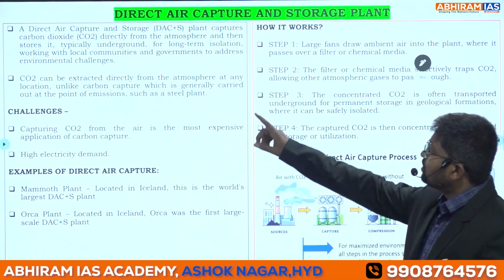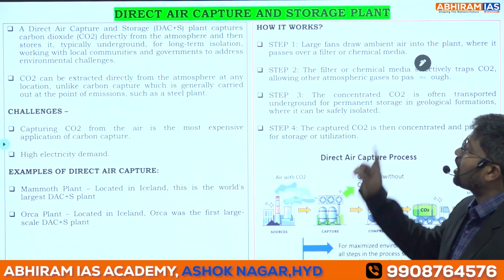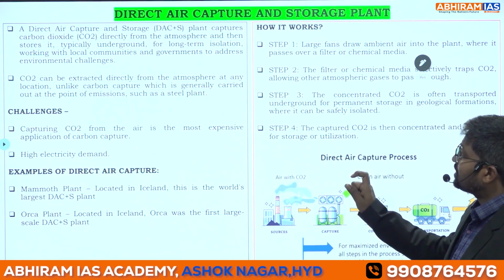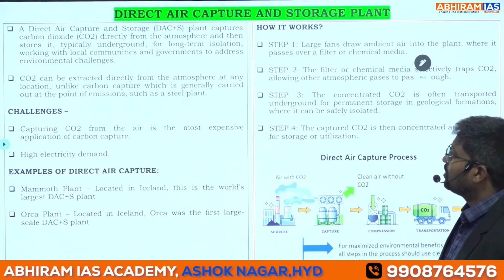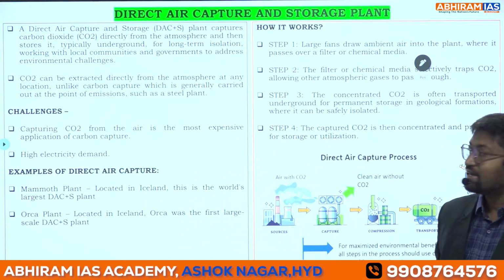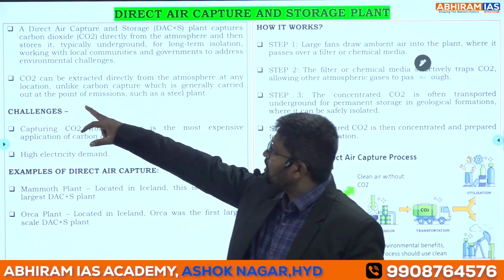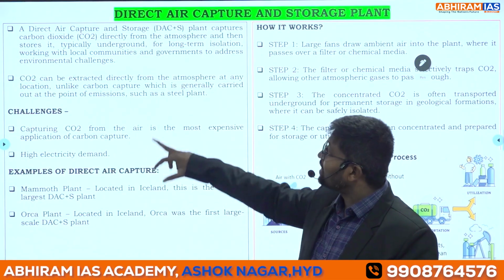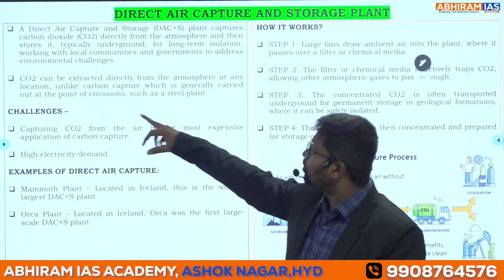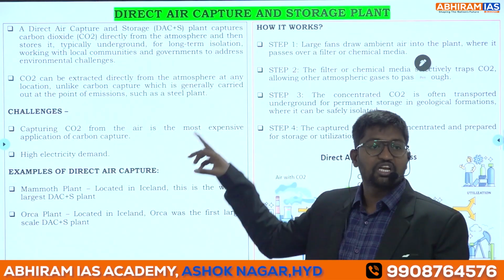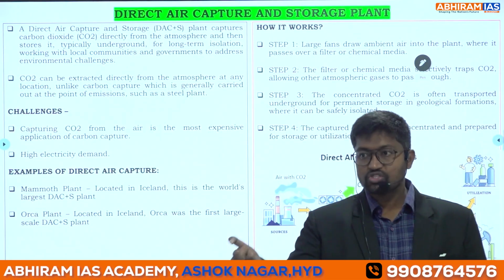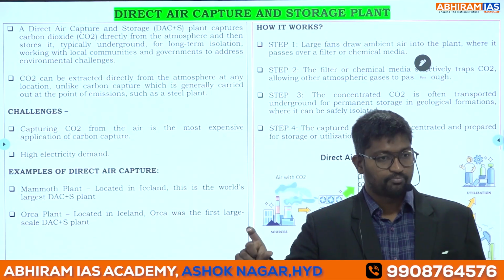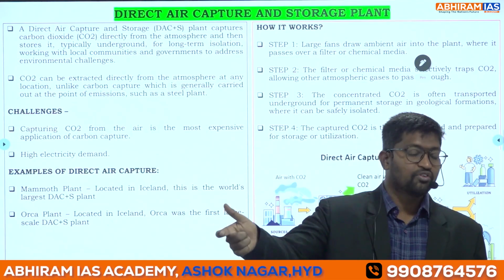So a direct air capture and storage plant captures carbon dioxide directly from the atmosphere and then stores it, typically underground, for long-term isolation. CO2 can be extracted directly from the atmosphere at any location, unlike carbon capture, which is generally carried out at the point of emission, such as a steel plant. At the source we capture carbon directly, but here we are capturing air from the atmosphere.